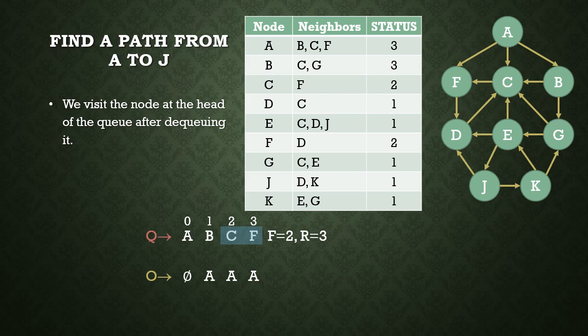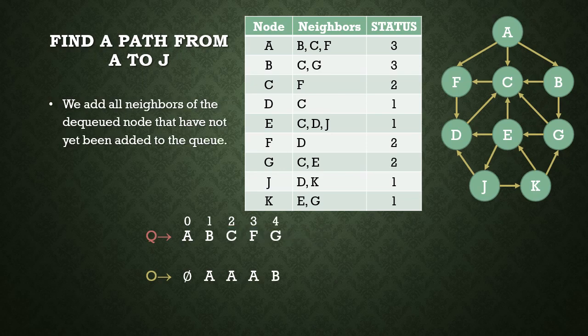Again, we dequeue a node and we visit it. So we advance front, front becomes 2, B is dequeued and the status of B becomes 3. We add neighbors of the dequeued node which have not yet been added. B has 2 neighbors, C and G. C has already been added, so we add G and the status variable of G becomes 2.